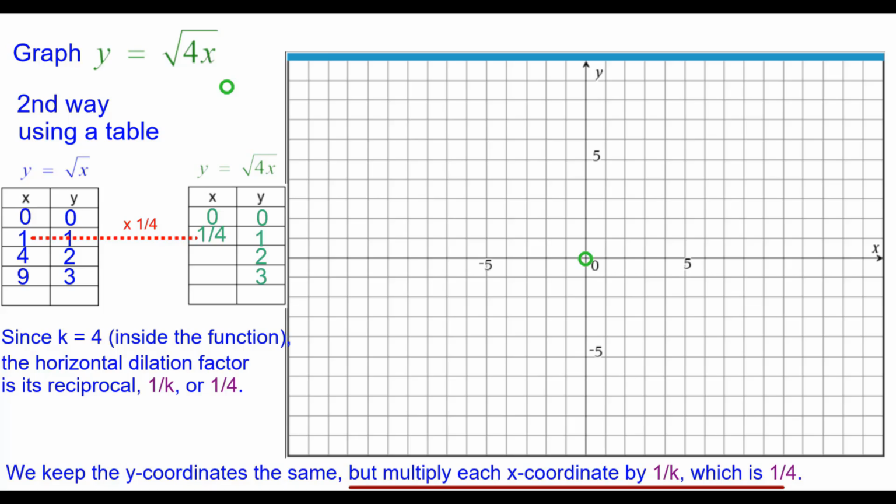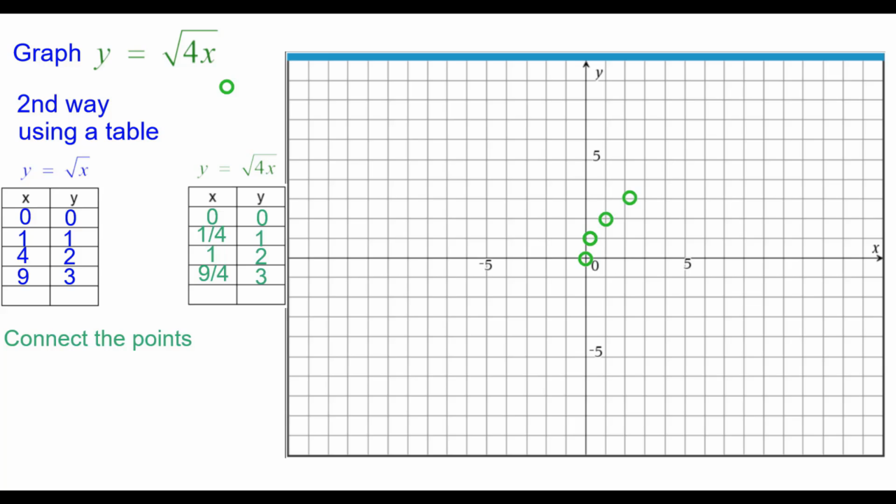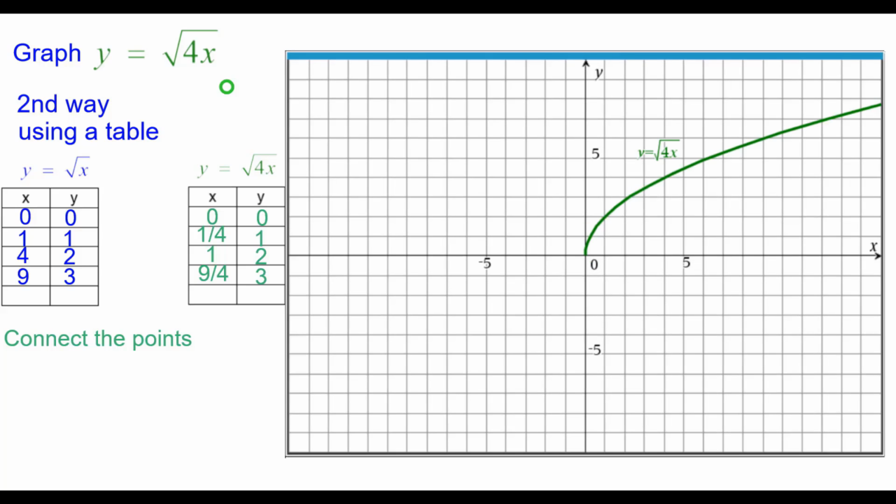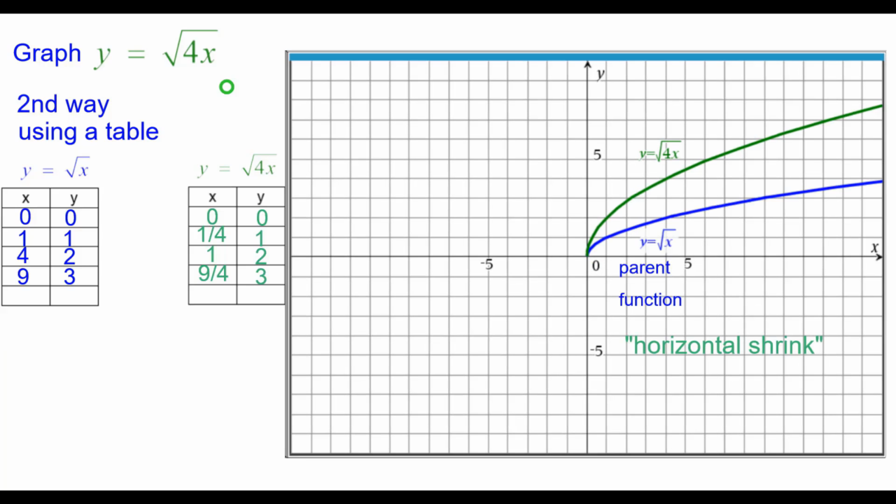One times a 4th, we'll plot a 4th, comma 1. 4 times a 4th is 1, comma 2. And 9 times a 4th, 2 1/4, comma 3. Connect the points, and again we compare it to the parent function. The green function is a horizontal shrink compared to the blue parent function.